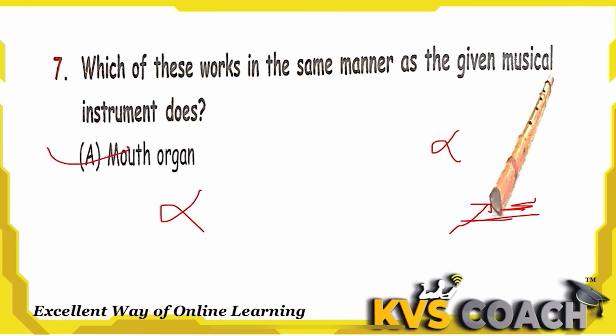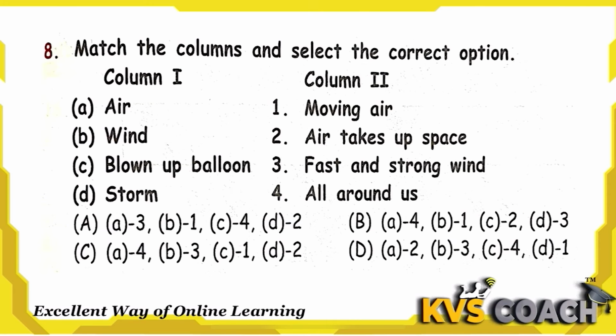Next is: match the columns and select the correct option. Column 1 and column 2. Column A, these are air, wind, blow up balloon and storm. These are the tasks done by them.